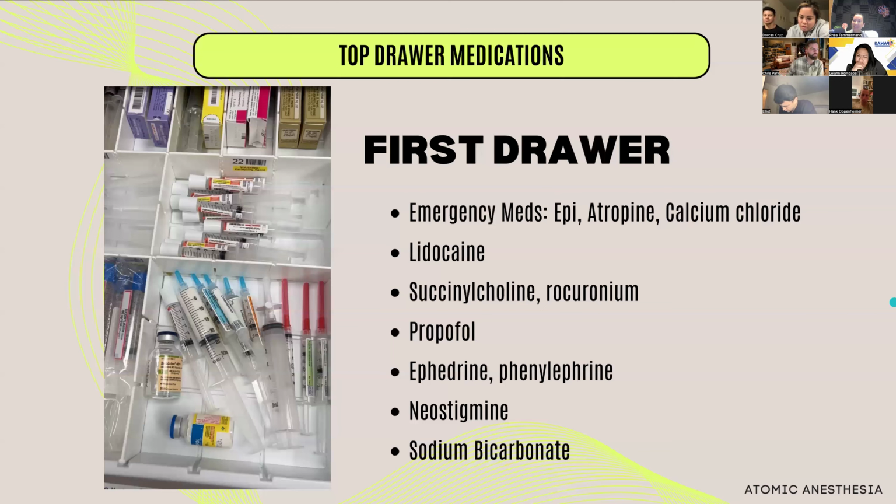Phenylephrine has like a reflex. Neo can cause reflex bradycardia. Mm-hmm. So if we're taking care of a patient, what are we looking for specifically? Can you describe a little bit more?